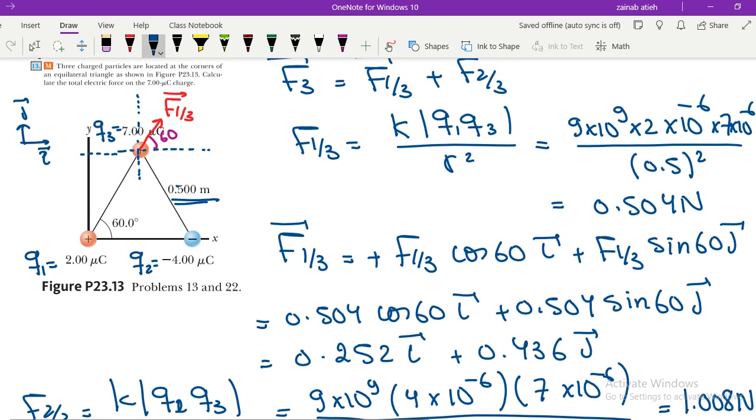برسمها على Q3. بما انه ال Q2 and Q3 they have different signs, so it will be an attractive force. An attractive force برسمها على الخط تاعو Q2 Q3 لعند Q2. So it will be like this. Okay. So this is force exerted by 2 on 3. تنرسم على 3 لأنه هي force exerted on 3.